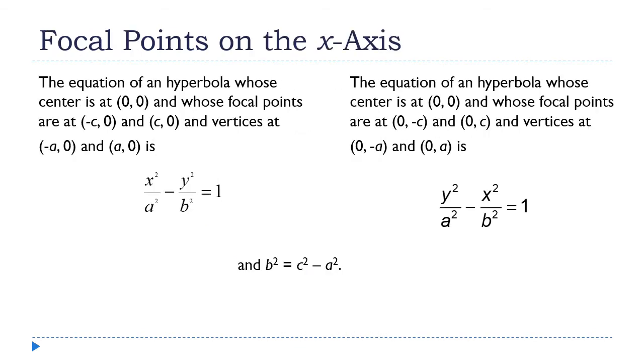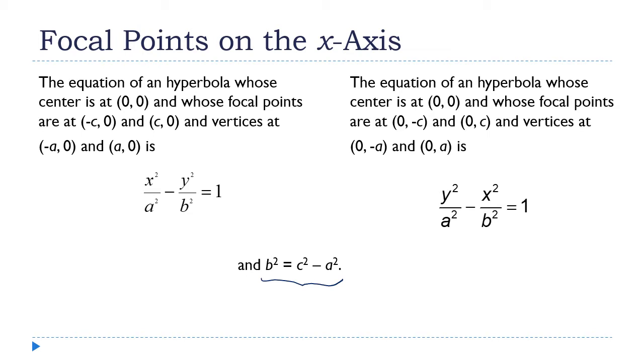So the equations should look very familiar. This really is practically identical to the equation of an ellipse. The only difference is you've got that minus sign in the middle. And like I had on my drawing, the focal points are at minus C and plus C, and the vertices, we'll go and call them vertices, are at minus A and A. And you have this very similar relation between A, B, and C to what we had with an ellipse.